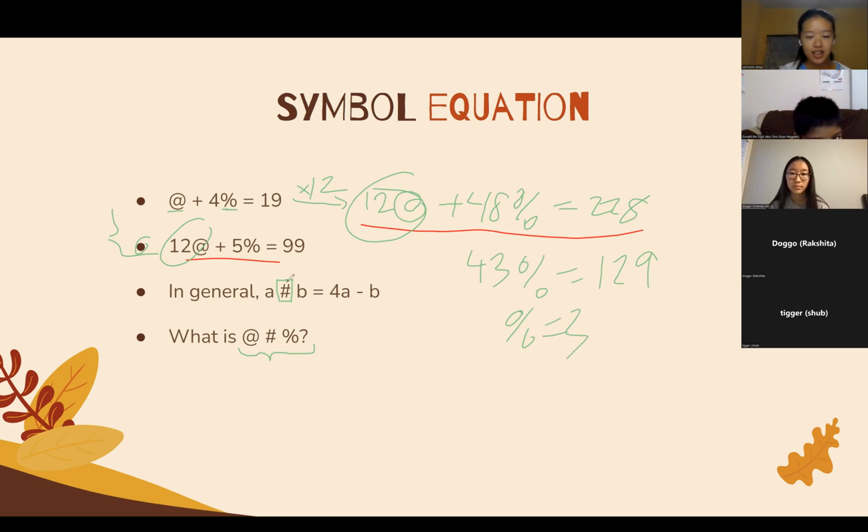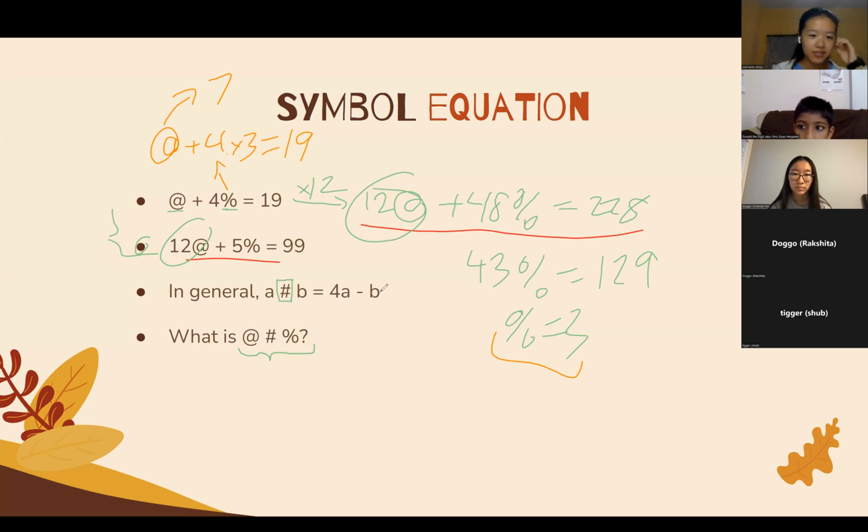So far so good. And now we can substitute the % sign back into the first equation. Either equation works, but we're just going to use the first equation because it's a little bit easier to solve. So that's going to give us @ symbol plus 4 times 3 equals 19. So that means the @ symbol is equal to 7.